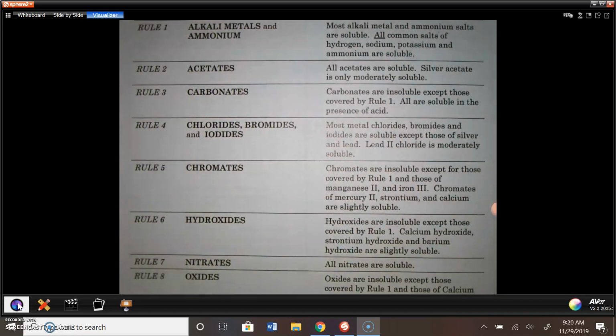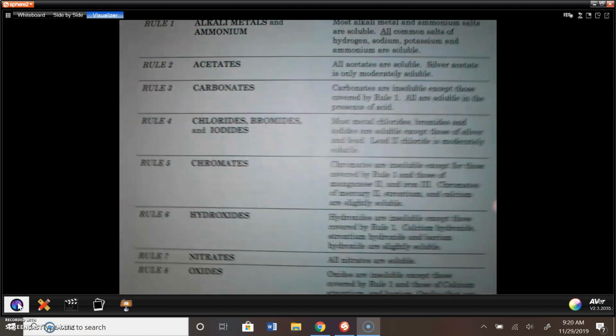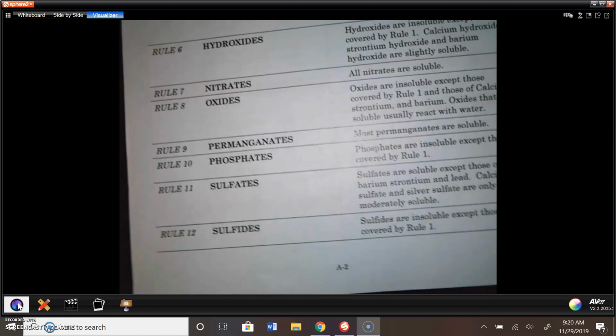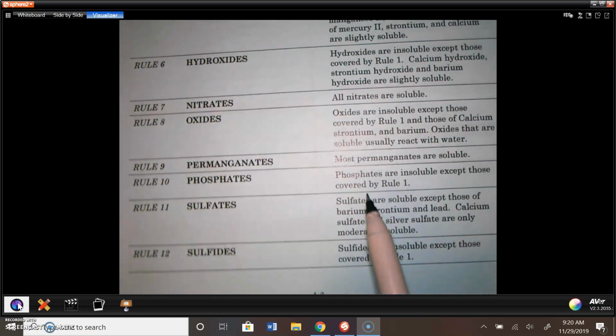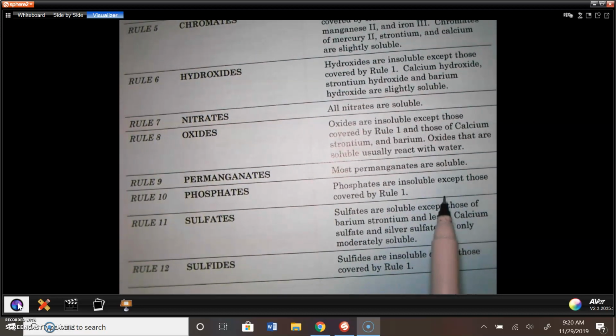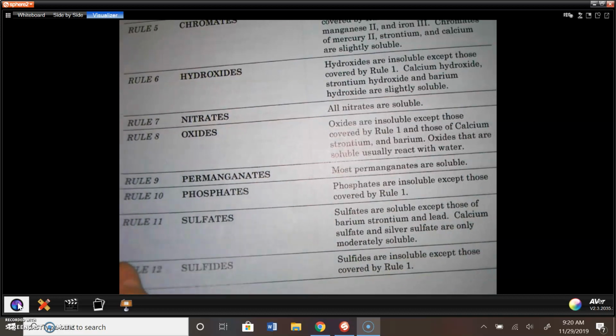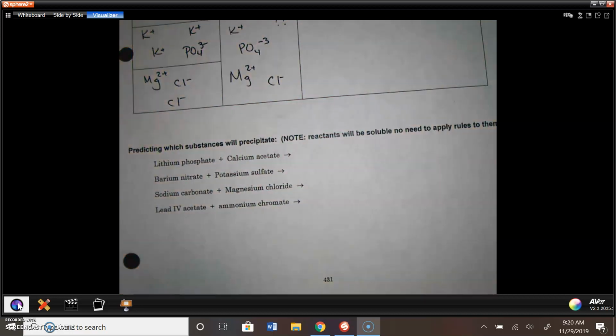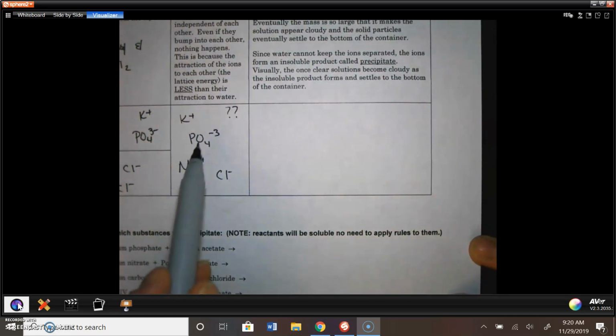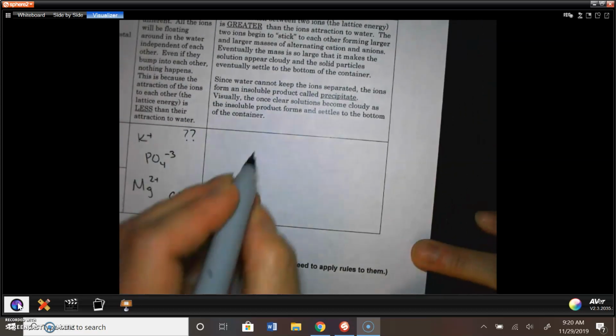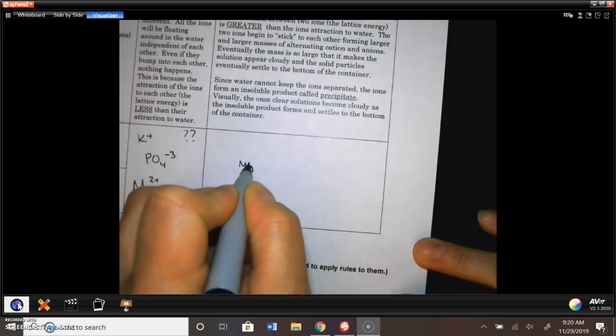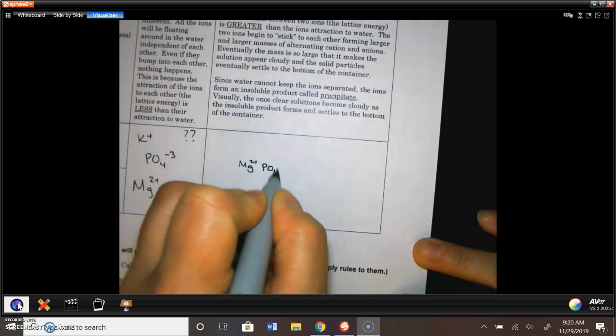So once again, we're going to go to our solubility rules, and you're going to see that phosphates are insoluble except those covered by Rule 1. Well, magnesium is not part of Rule 1. Magnesium is an alkaline earth metal. So what's going to happen is magnesium and phosphate are going to be really strongly attracted to each other. And that makes sense because look at their charges, +2 and -3. So you're going to start to get a crystal forming of magnesium phosphate.